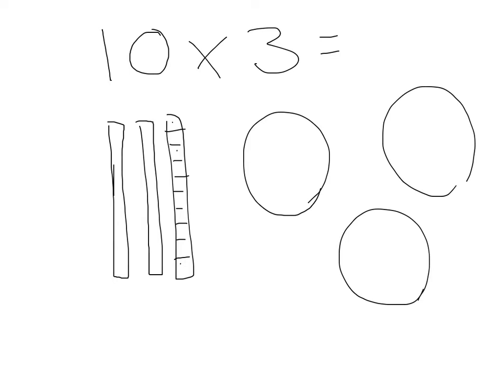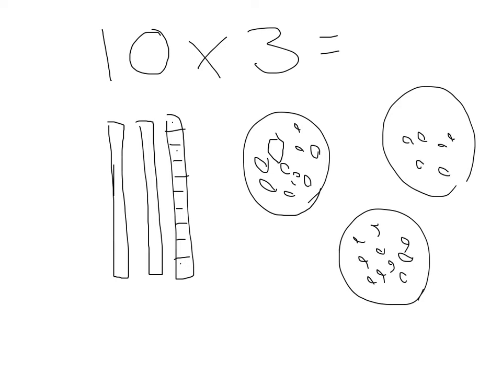Okay, and you said you could have 10 blocks of ones, okay? So I could go 1, 2, 3, 4, 5, 6, 7, 8, 9, 10. How many would go in that one? 10. What would go in there? 10. Okay, what have we got now? Because that's another way of drawing 10 times 3. What are these things called? What are the circles called? Dot. Circle. Right.